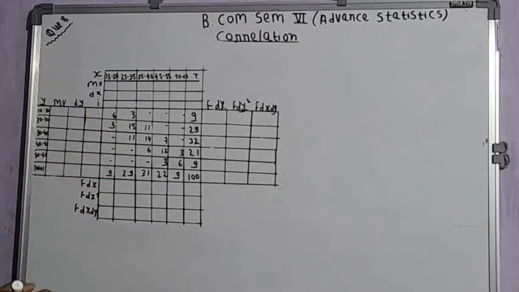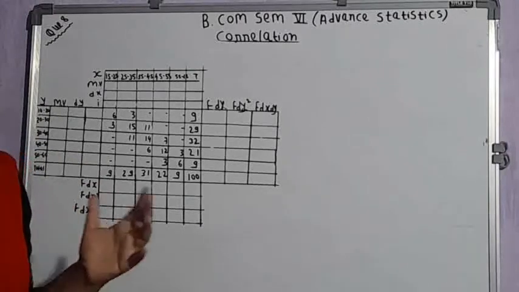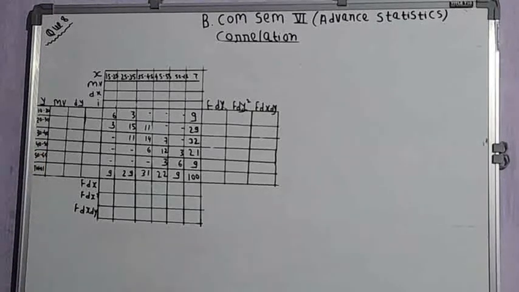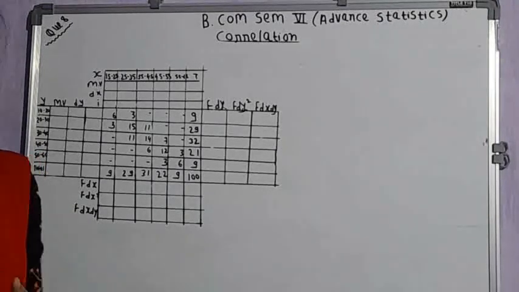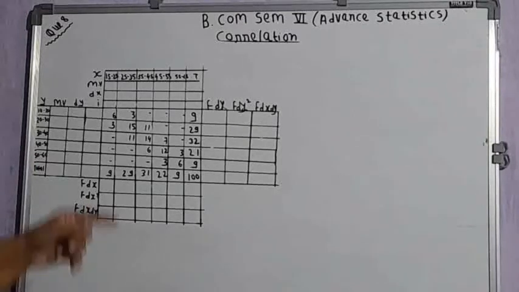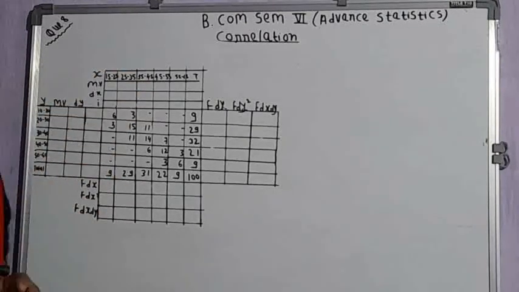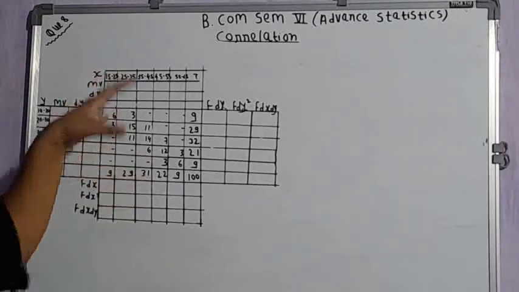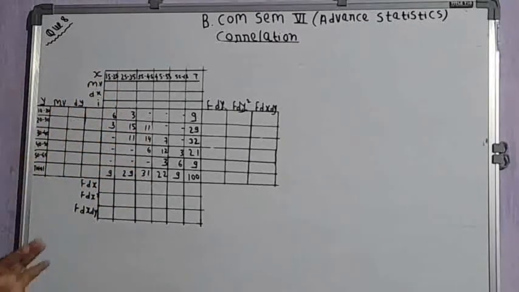Now we have to put the information from the question that has been given. In the question, what had we been given? We had been given the age of husbands and the age of wives. We have considered the age of husbands as X, so I have put it here. We have considered the age of wives as Y, so we have put it here. Along with the age of husbands and age of wives, we have been given the frequencies, so we have put the frequencies respectively in the preparation table.